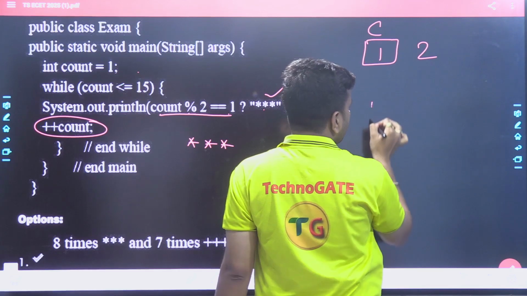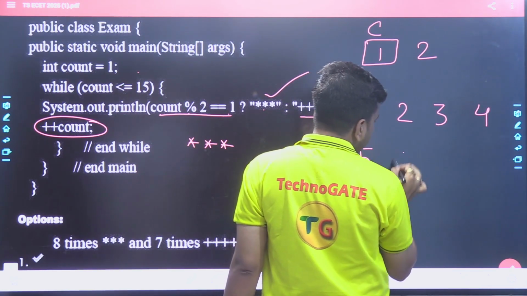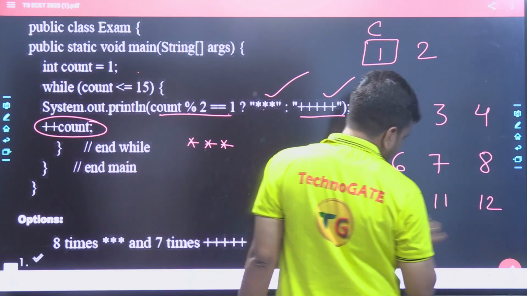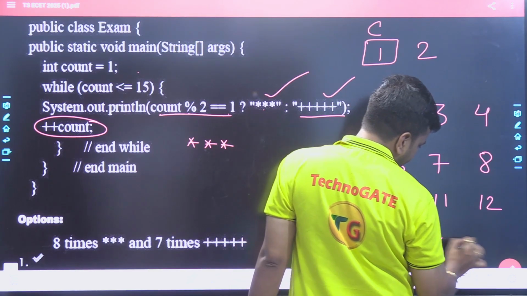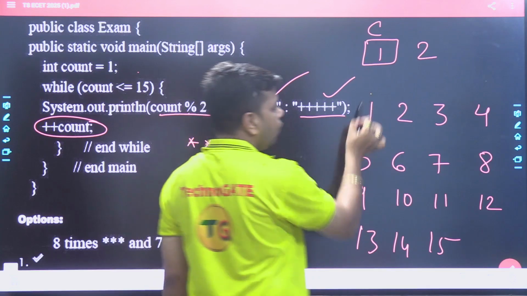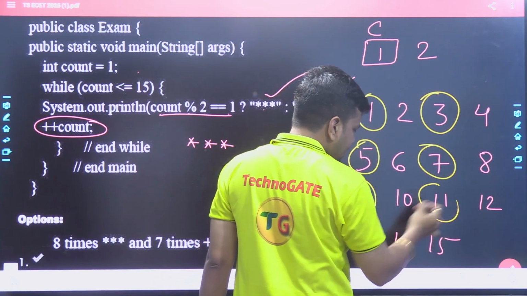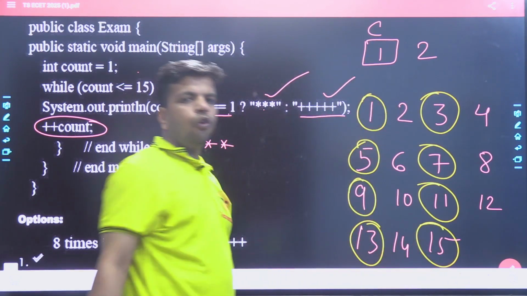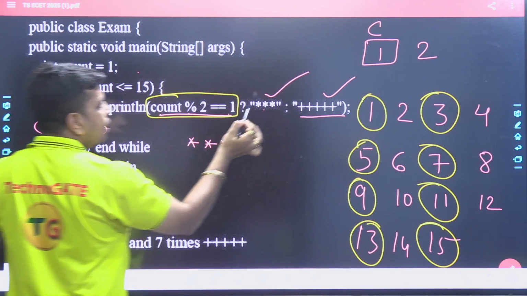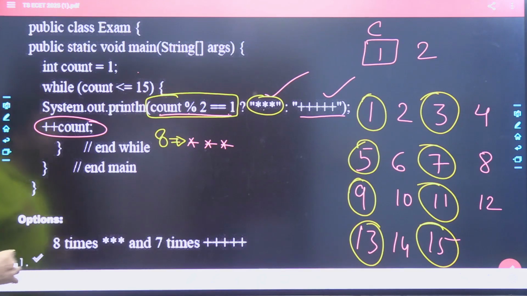So the value of count is now 2. The first time count is 1, then 2, 3, 4, 5, 6, 7, 8, 9, 10, 11, 12, 13, 14, 15. Now, how many odd numbers are there? 1, 2, 3, 4, 5, 6, 7, 8. For every odd number this condition is satisfied, then triple star is printed. So can we say that triple star is printed 8 times?